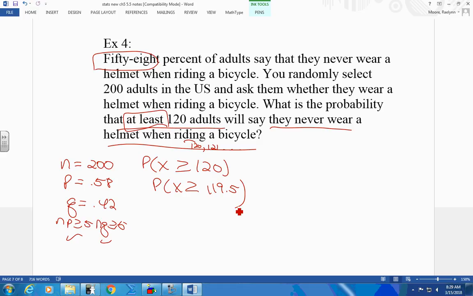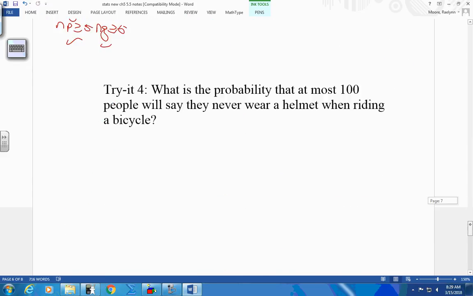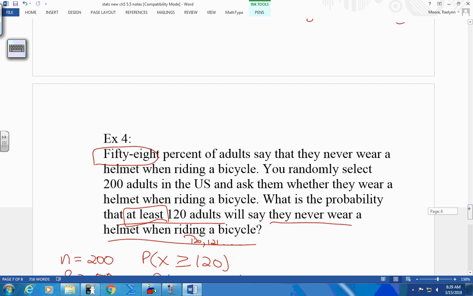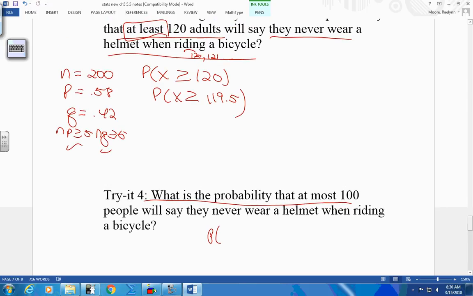Now, I don't want you to do this one. I want you to do the try it for. Use this information, and try it for says, what is the probability that at most 100 people will say they never wore a helmet? So this is the one I want you to do based on that information. Don't use this. Use this information down here. And find me this.